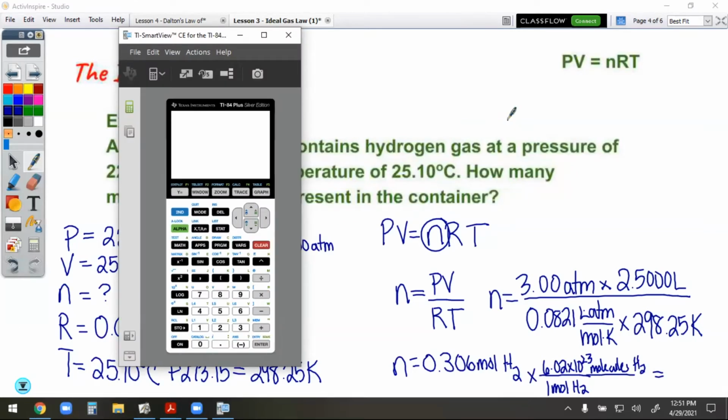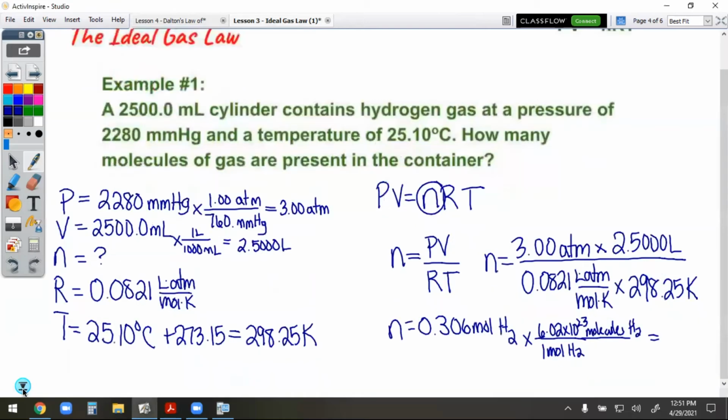Okay, so now it's time to type this into our calculator. I've opened up my graphing calculator so I can use the exponent function, which my other calculator did not have. So in this case, I have 0.306 times 6.02, exponent, which is second, and then comma, that'll bring up the E, times 10 to the 23rd. So my final answer ends up being 1.84 times 10 to the 23rd.